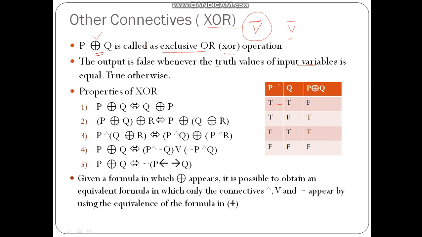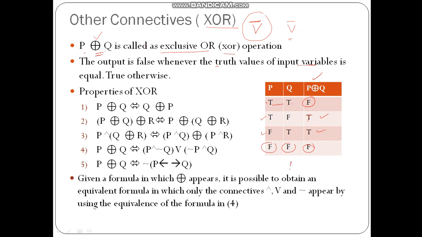The truth table of XOR is this one. Whenever all the inputs are equal, the output is false. And whenever the inputs are not equal, the output is true. So I hope you understood that the output of the XOR is true whenever the inputs are unequal, and the output is false whenever the inputs are equal.